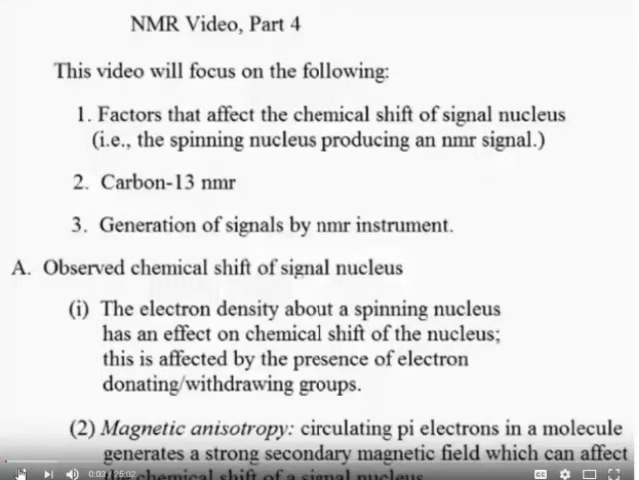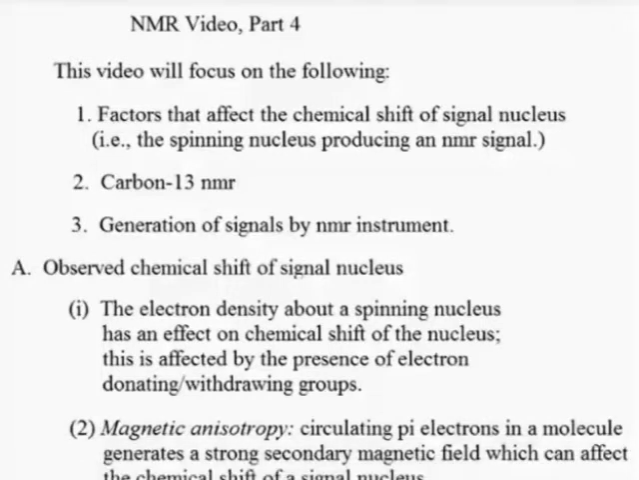In this NMR Part 4 video, I'd like to discuss the following. First, I want to go into more detail regarding factors that affect the chemical shift of a signal nucleus. Second, I'd like to say more about carbon-13 NMR, and finally, I want to describe in more detail how NMR signals in an NMR spectrum are actually generated.